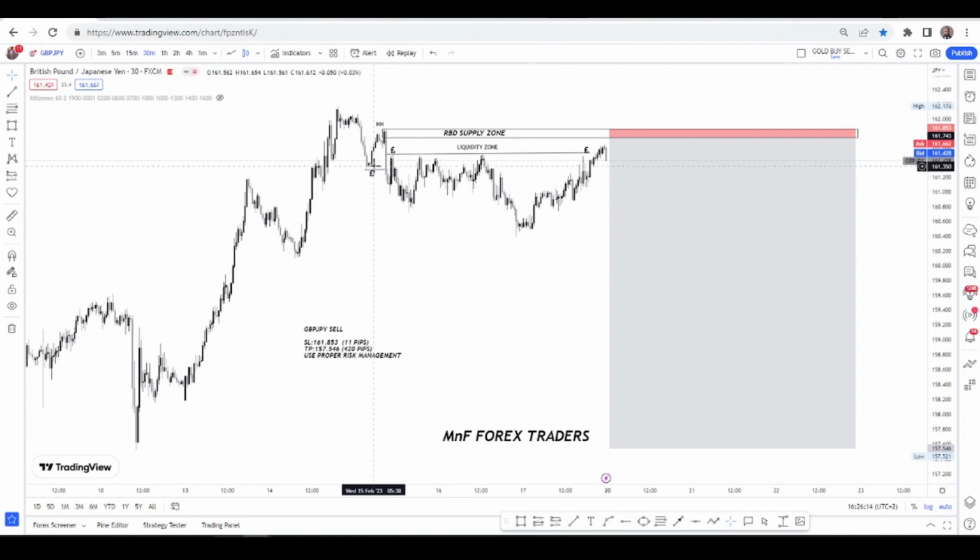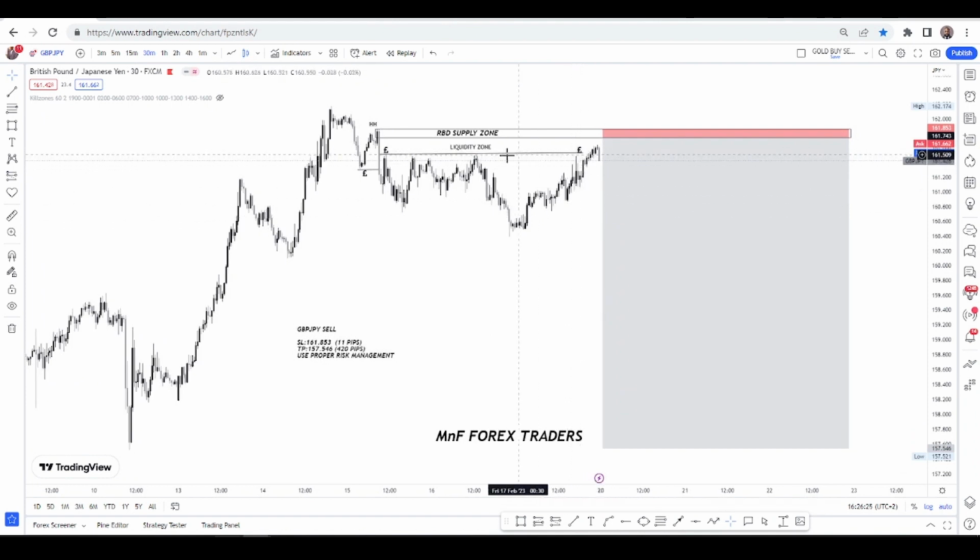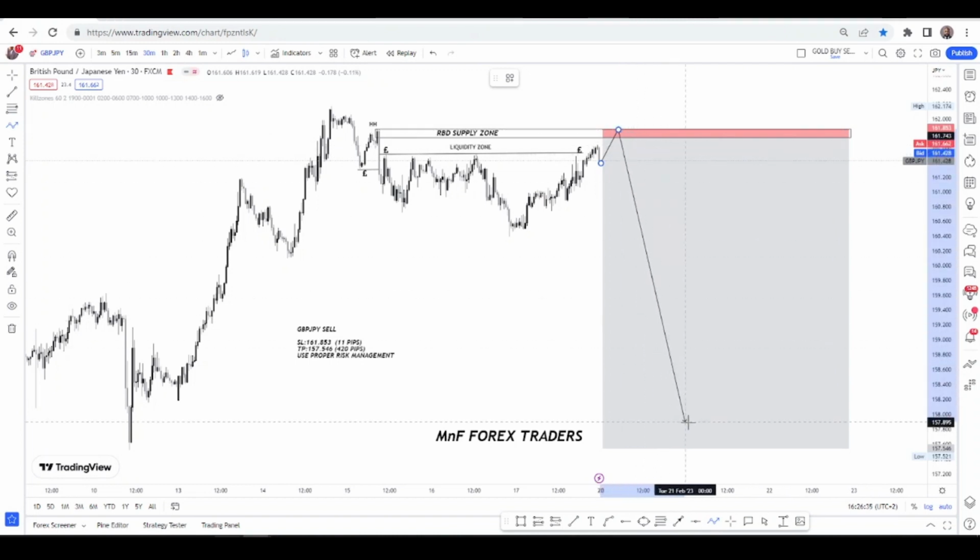So basically we have a rally base drop, and then we have equal highs here. We can see that we had this high, and this was tested for some time. And then we can see that the market actually took out this high here. The market came to that level right there. And just like the previous one, what we're anticipating is that we're waiting for the price to pull back into this area and then drop.